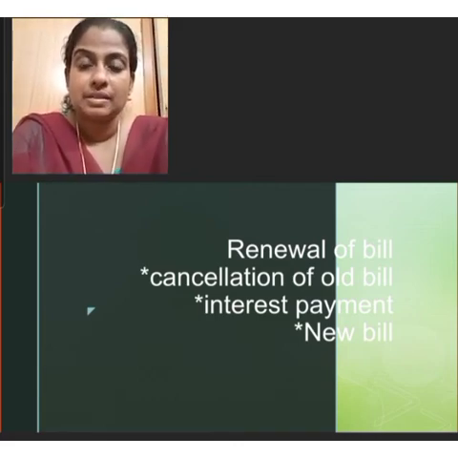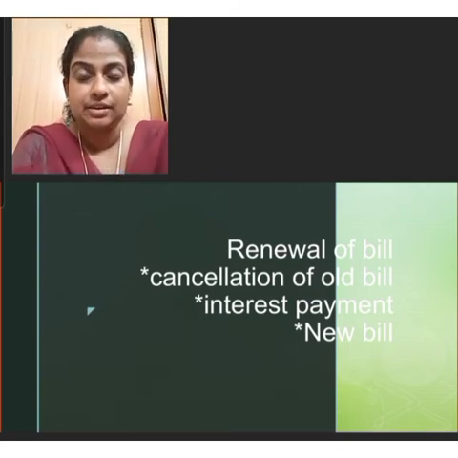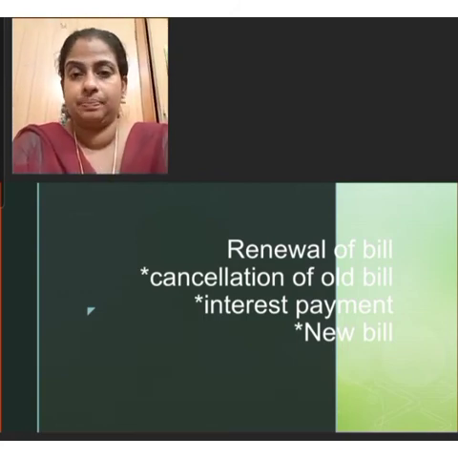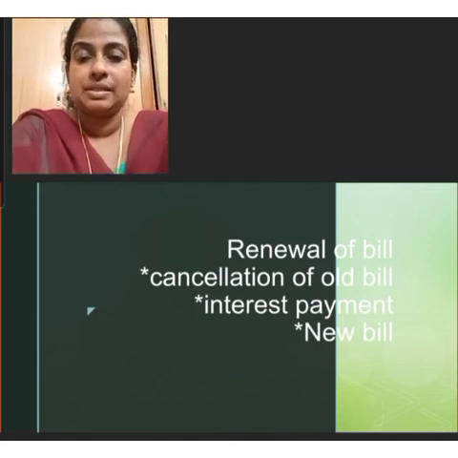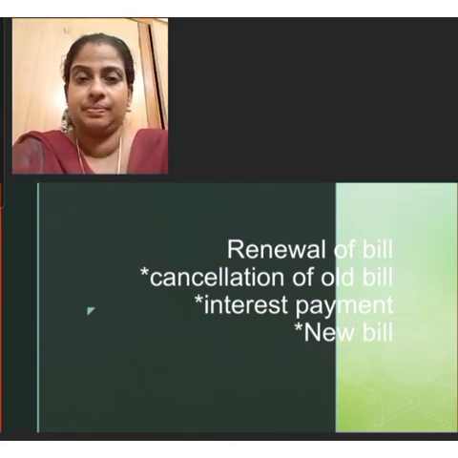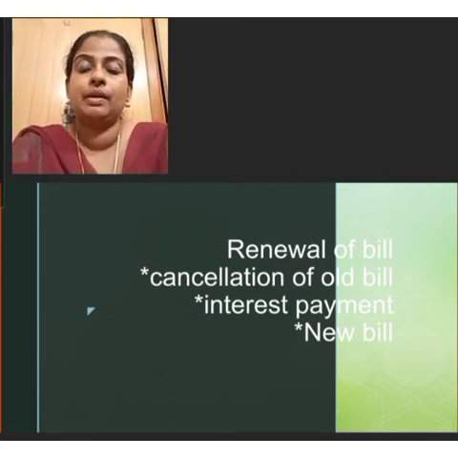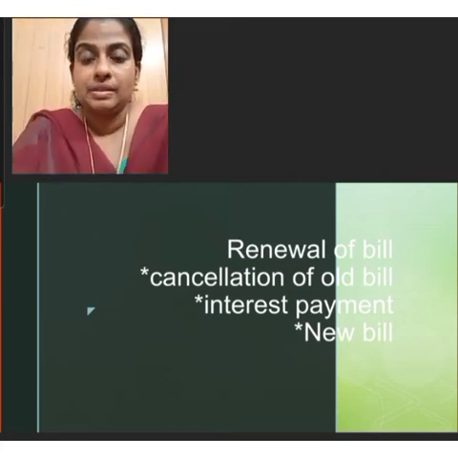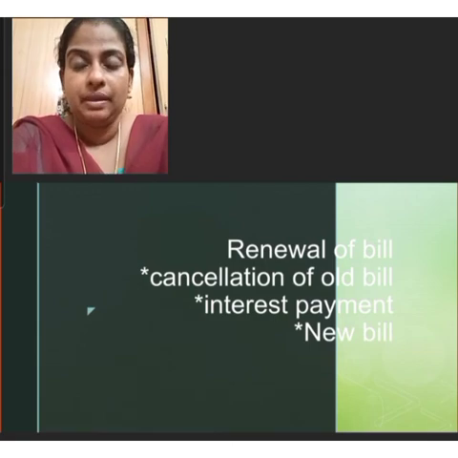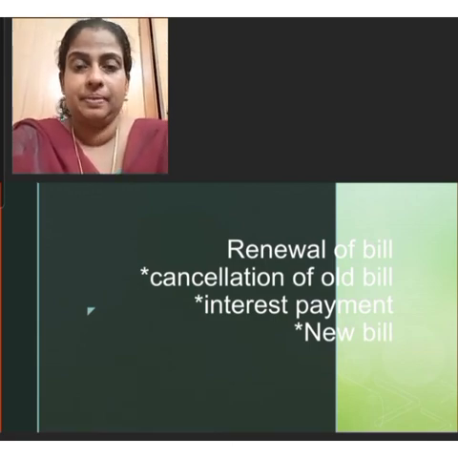Next we want to pass the journal entries in the book of Mr. B. First we want to pass the journal entry for purchase of goods. Entry: purchase account debtor to Mr. A, amount rupees 1450, being the purchase of the goods from A.